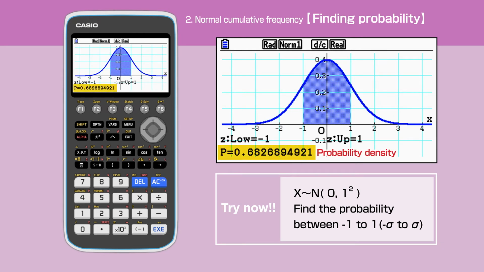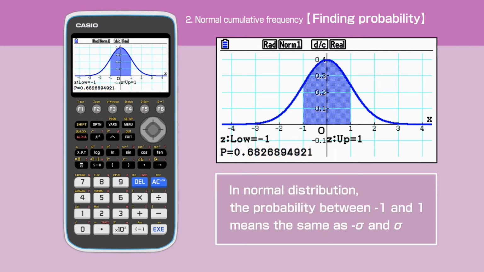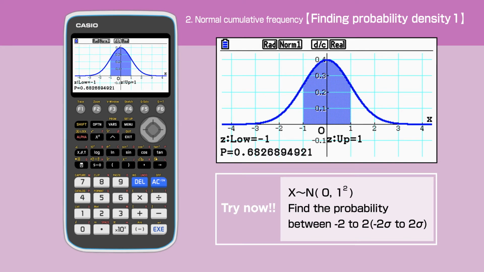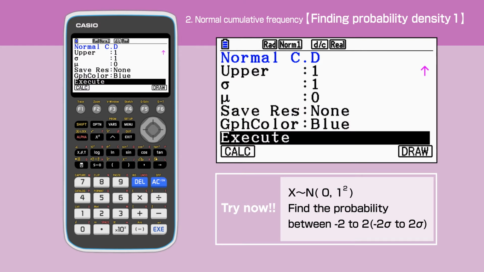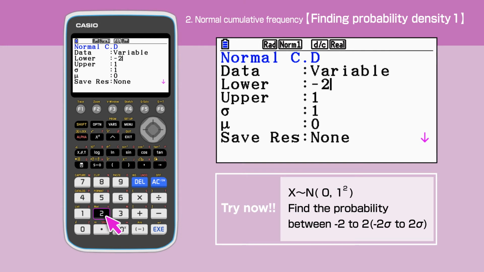The probability for the question is 0.683. This value also represents the probability between -1 and 1 standard deviation. Next, we are calculating the probability between standard deviation of -2 and 2. Press Exit to go back to the screen to enter -2 for lower and 2 for upper boundaries.